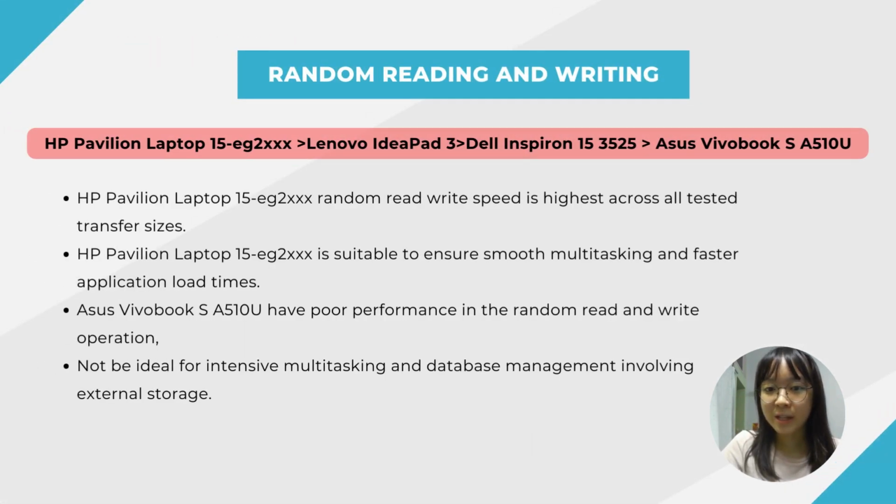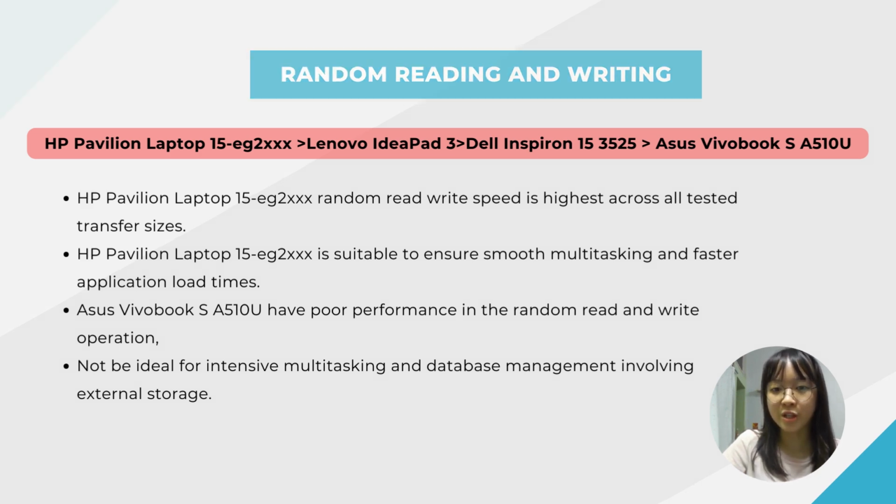The next task we do is random read and write. It is used to measure the ability to handle small data blocks scattered across the external disk. From here, we know that the HP Pavilion laptop has the highest performance in it. So it is effective for tasks that require quick access to multiple small files on external disks, while the Asus VivoBook has the lowest performance in it, so it is not suitable for multitasking and database management involving external storage.